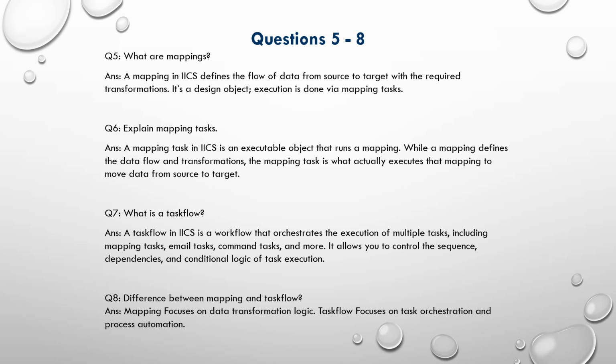Question 6. Explain mapping tasks. Answer. A mapping task in IICS is an executable object that runs a mapping. While a mapping defines the data flow and transformations, the mapping task is what actually executes that mapping to move data from source to target.